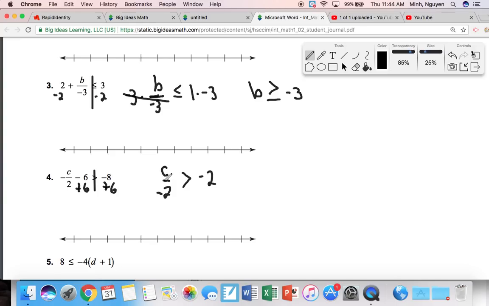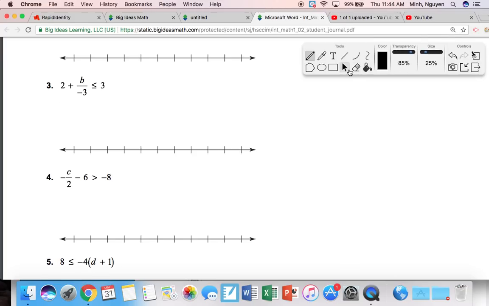So to cancel out this divided by 2, I will multiply by negative 2. And when I multiply by a negative, let's go ahead and just help ourselves and flip that inequality symbol. So you have c is less than 4. That's it. Okay, moving forward.